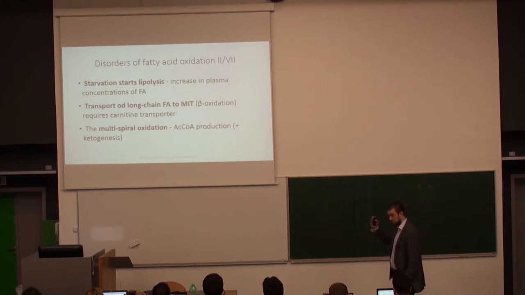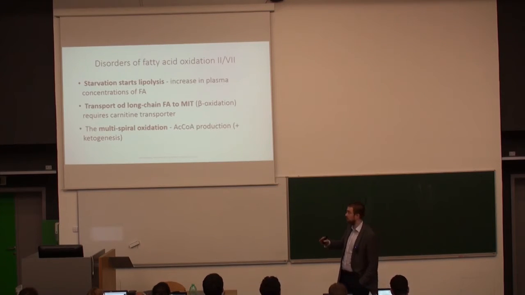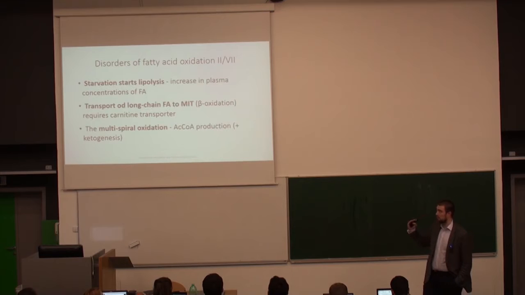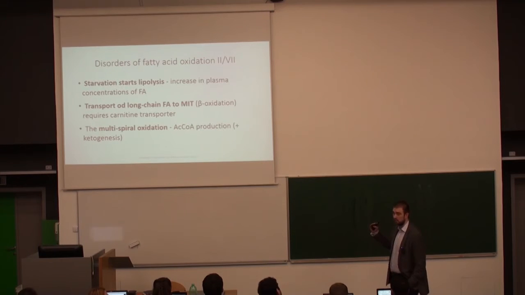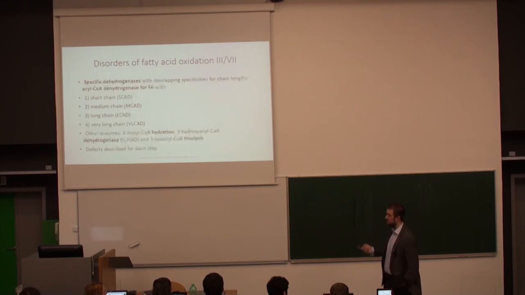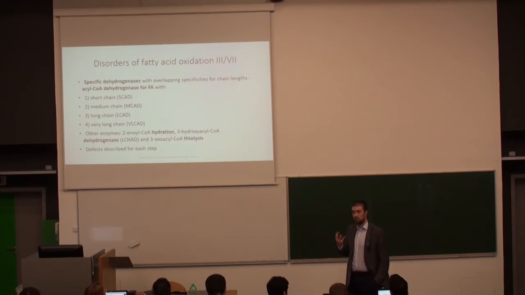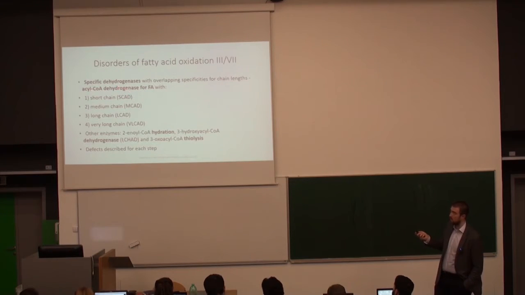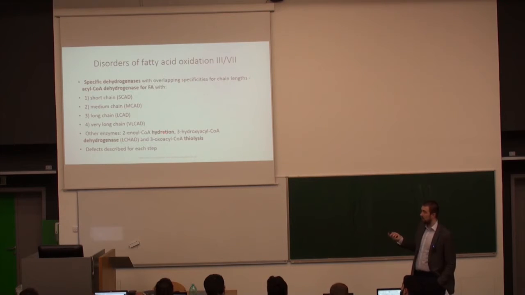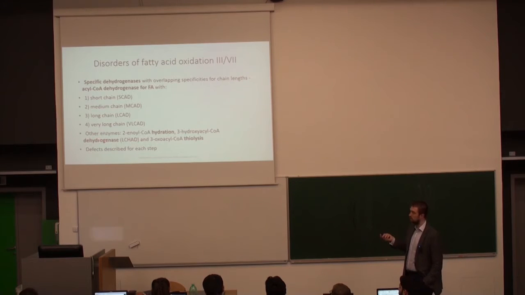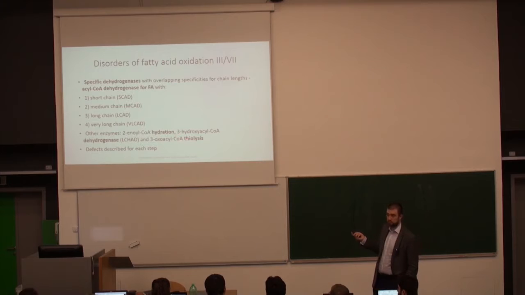So if we return to the normal metabolism, the pace should be that you start with lipolysis in adipose tissue, then you transport the long-chain fatty acids into the mitochondria, and then you do the spiral beta oxidation. And you know that in the beta oxidation itself, you do 4 steps. First is the dehydrogenation by the acyl-CoA dehydrogenase. Then you do hydration, that means you add water. Then you do the second oxidation, and then you do the thiolysis.